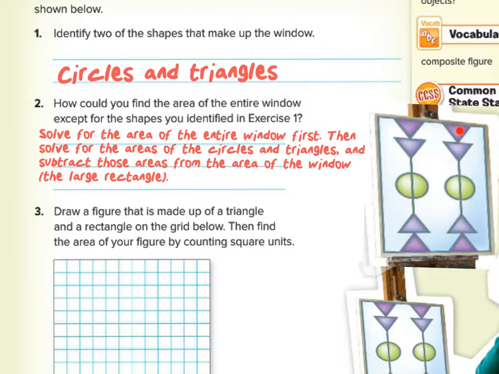And once I have all of these areas, and these triangles are congruent, these circles are congruent, you would really only have to solve for one triangle and multiply by 8, and solve for one circle and multiply by 2. Once you have all of those areas, you subtract them from the entire rectangle. You can see that's what I wrote here. Solve for the area of the entire window first, so the rectangle. Then solve for the areas of the circles and the triangles, and subtract those areas from the area of the window, the large rectangle.